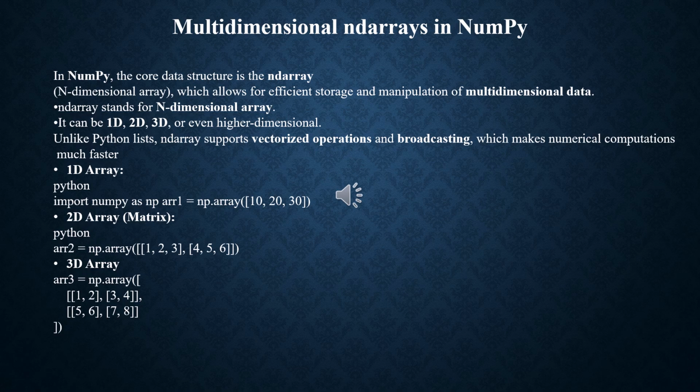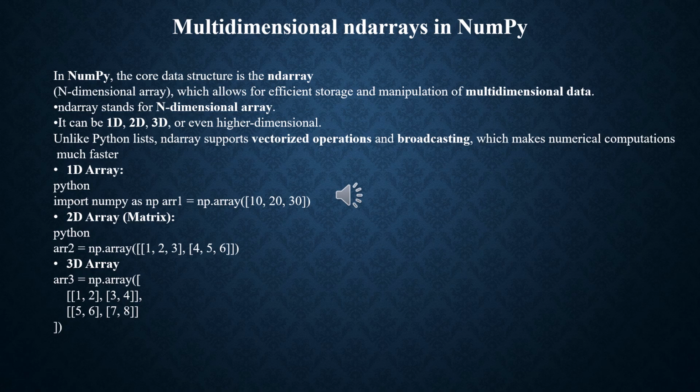The next one is a continuation of the multi-dimensional ND array in NumPy: 1D array, 2D array, 3D array. An n-dimensional array efficiently stores and manipulates multi-dimensional data. The core data structure is called an ND array, which stands for n-dimensional array. It can be 1D, 2D and 3D, and even higher-dimensional arrays can be used. Unlike a Python list, the ND array supports vectorization and broadcasting operations, which make numerical computation faster.